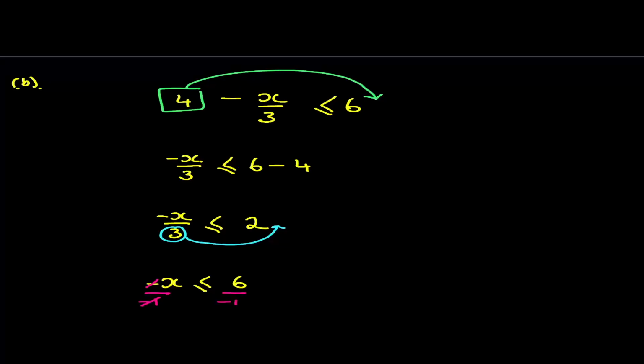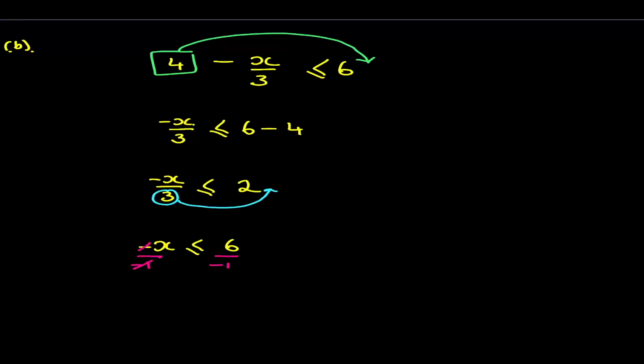But do you remember what I said? When you divide or multiply by a negative, the inequality flips. So instead of it being less than, it's going to be greater than or equal to. And then you have 6 divided by neg 1, which is neg 6. Beautiful, right? Okay, and then don't forget, we need to put that on our number line.